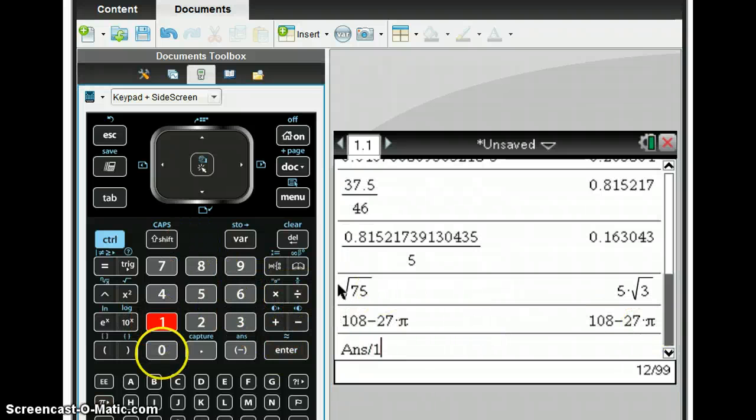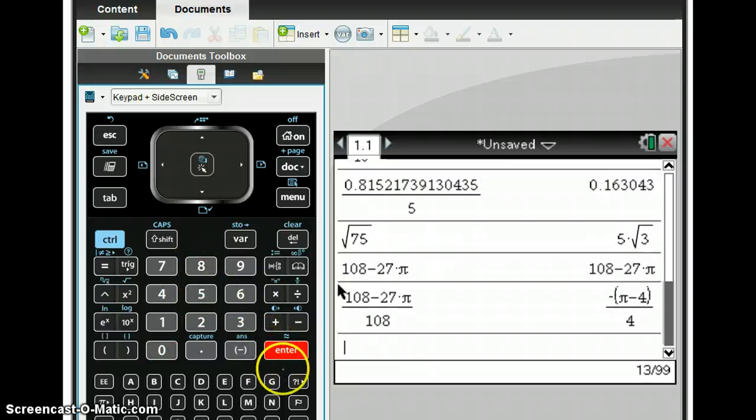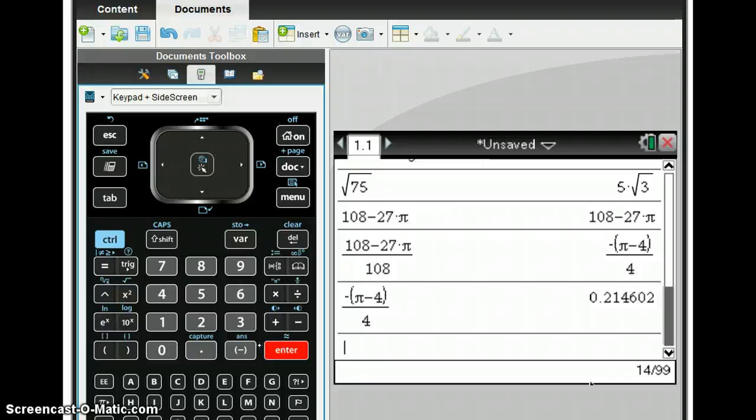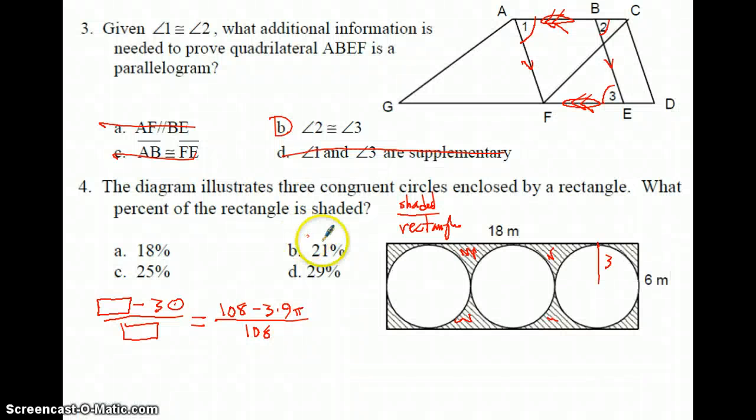Divided by 108. Notice how it prints that. You get this. This is negative pi minus 4 over 4, which you can recopy and go, tell me the decimal version of that, please. And it's something like 0.21, which is around 21%, which is B.